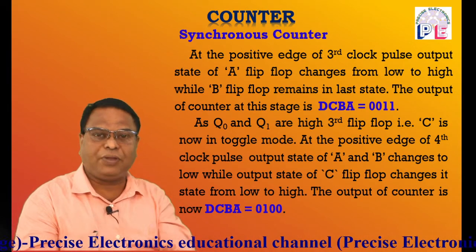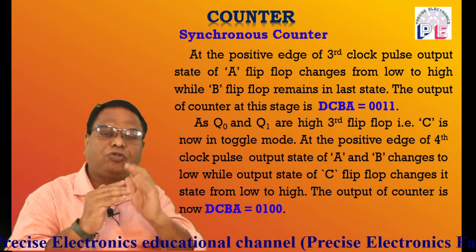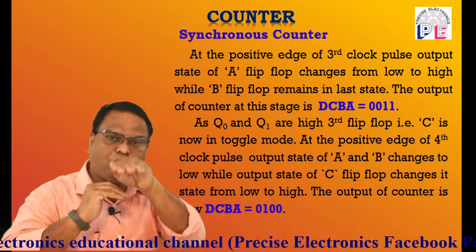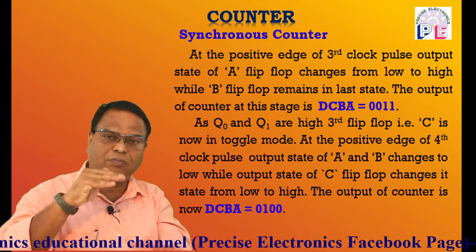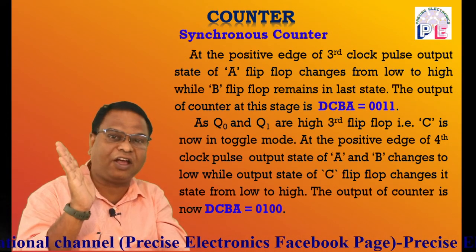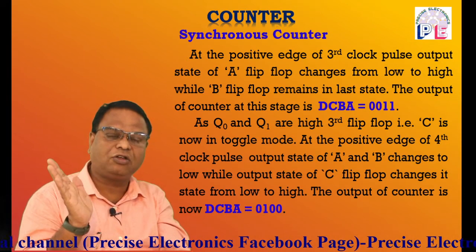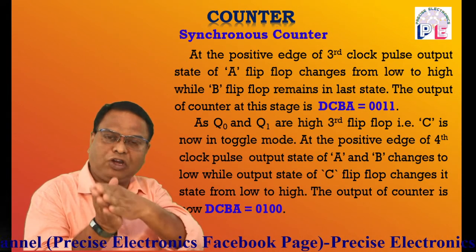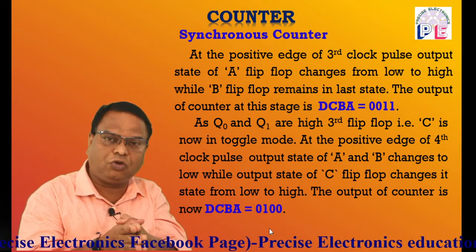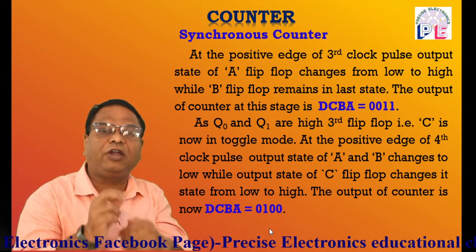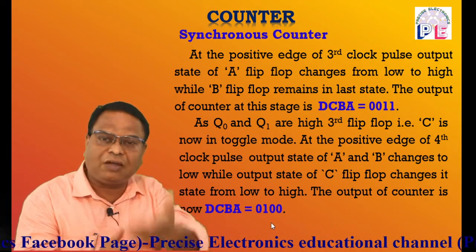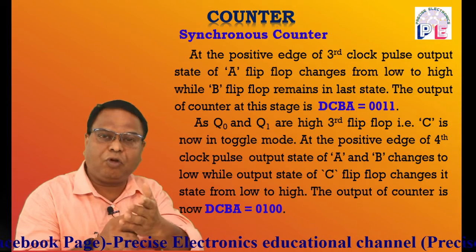When the next clock appears at the positive edge of the fourth clock pulse, A flip-flop changes its state from 1 to 0. B flip-flop also changes its state from 1 to 0 because, sorry, A is already high. So B flip-flop is also in toggle mode. So B flip-flop changes its state from 1 to 0, and C flip-flop is already in toggle mode because A and B are in set mode. So C flip-flop is in toggle mode.